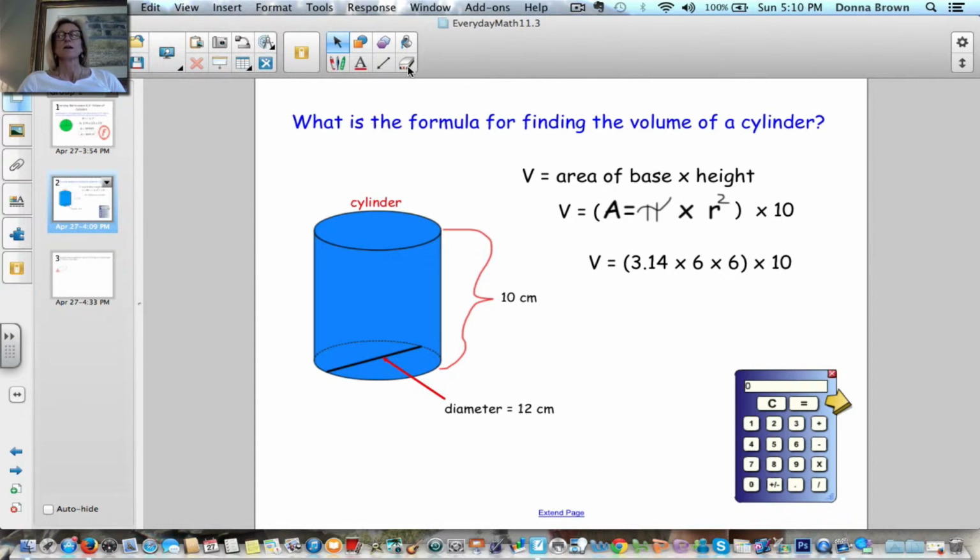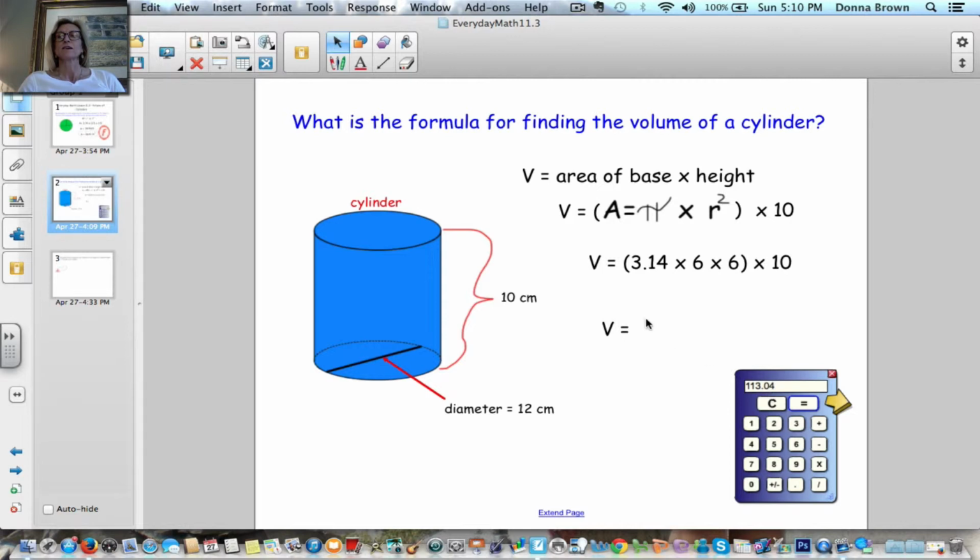So let's go ahead and figure out what it would be. So I'm going to use the calculator again, and we're going to start with 3.14, which is pi, and we're going to multiply that times, and I could say times 6 times 6, but since we know that 6 times 6 is 36, I'll just multiply by 36. And that is going to give me 113.04. And so if I multiply that by 10, all I need to do is move the decimal over one place to the right.